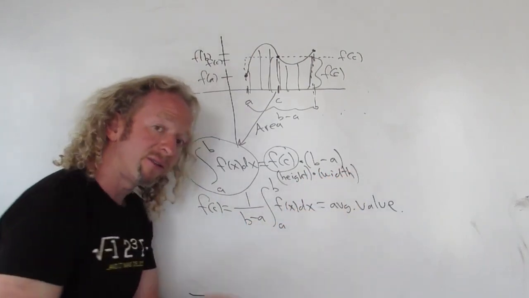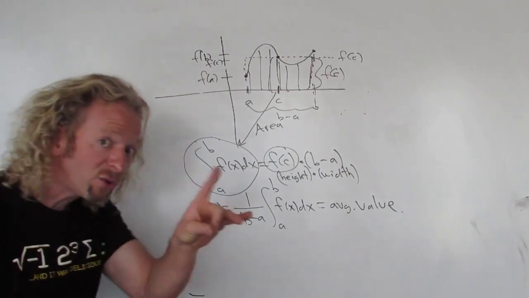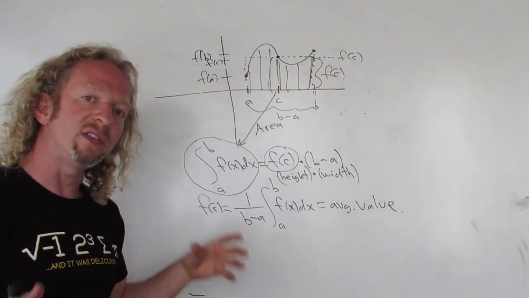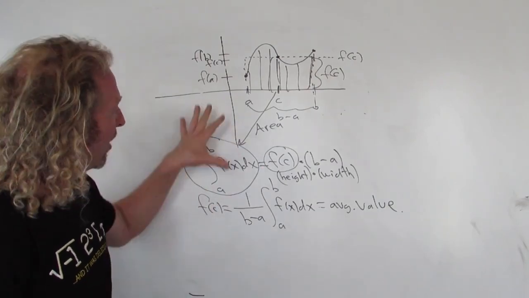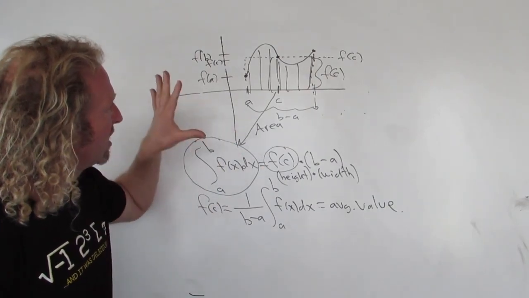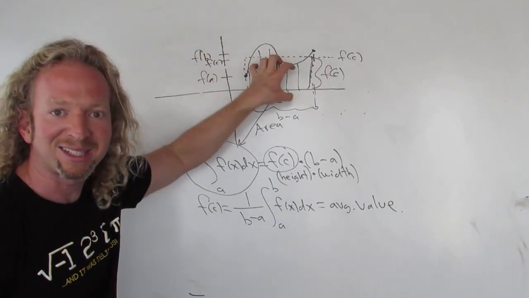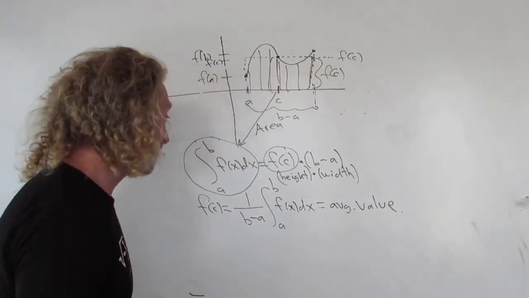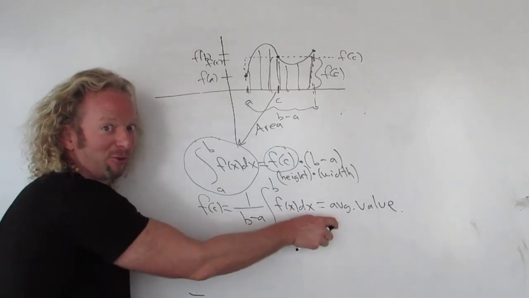So the mean value theorem for integrals says if you have a continuous function, if it's continuous, right? There is a number c in the interval such that the area under the curve is equal to the area of the box whose height is f of c. And what is the height of the box? The height of the box is the average value of the function.